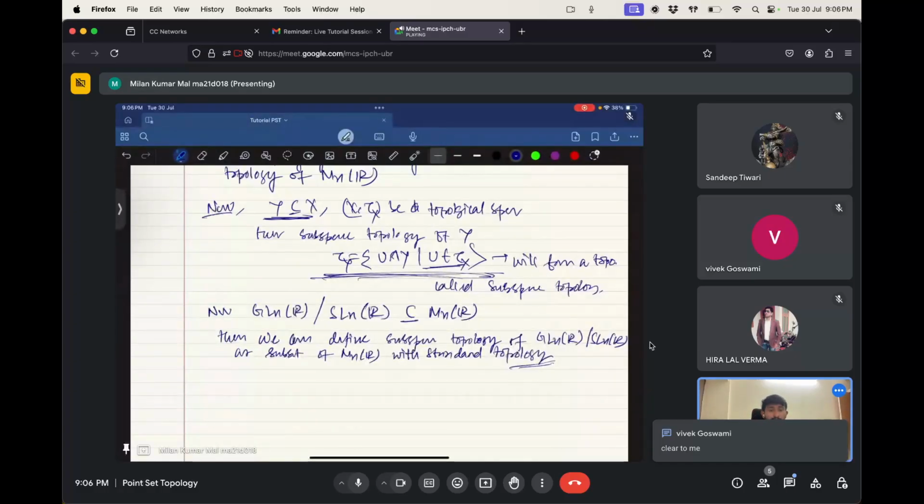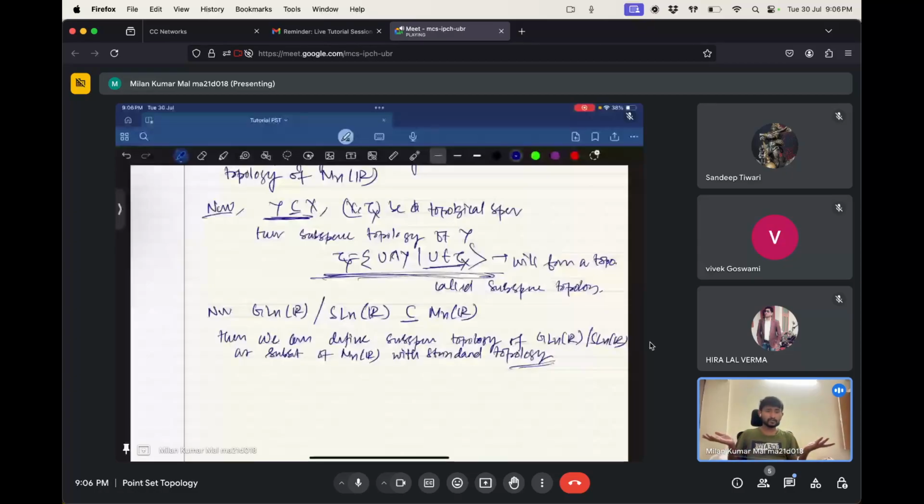First, I am defining the standard topology on MNR. Then I am just saying how the subspace topology is defined on a subset. Note that SLNR is not a subspace of MNR, but still we can define it, because the subspace topology is defined on a subset, not on a subspace. Okay. So till now, is there any other doubt?